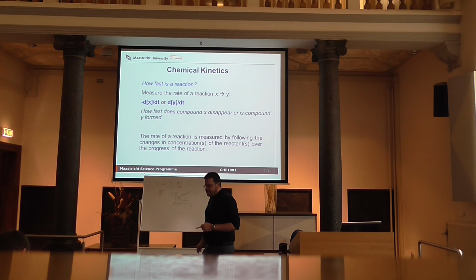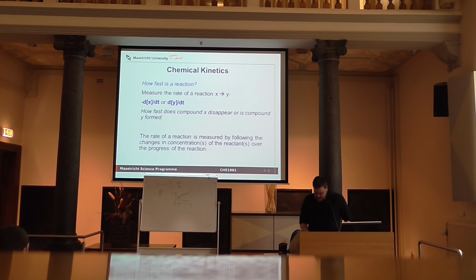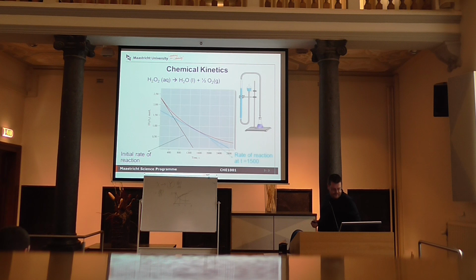And you can do the same thing for X. And you'll see if you do that for X, the gradient is negative, and that's where the minus sign comes from. So that's basically what we're studying in kinetics, or rates, speeds of reactions. And here we have another example. So this is if we look at the decomposition of hydrogen peroxide to water and oxygen.